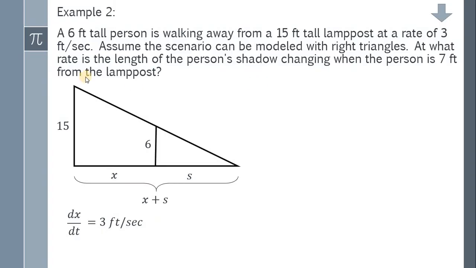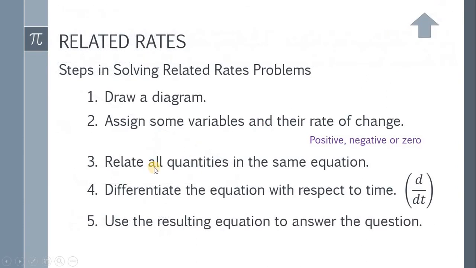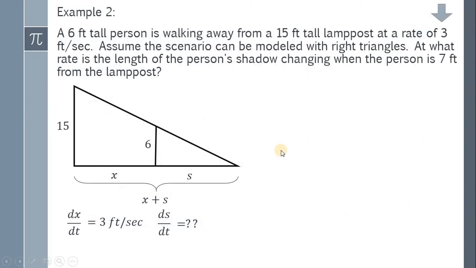Now, ano ba yung kailangan natin hanapin? Yung rate of change nung shadow. So, yung goal natin is ds over dt. Yan yung nawawala. Yan yung unknown. Or simply, gaano kabilis yung paghaba ng shadow mo habang papalayo ka dun sa lamppost. Or yung rate of change of your shadow with respect to time. So, we're done in step 1 and step 2. Punta na tayo sa step number 3. Step number 3 natin is relate all quantities in the same equation. So, balik tayo. Paano natin i-relate yan in the same equation?